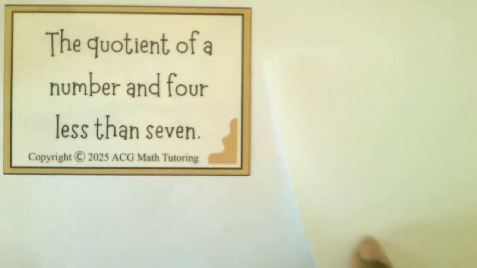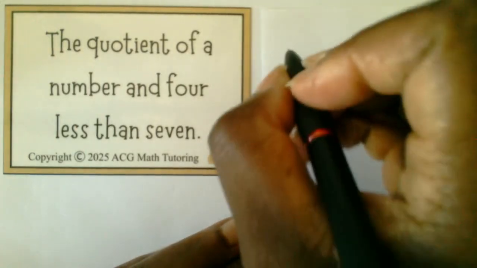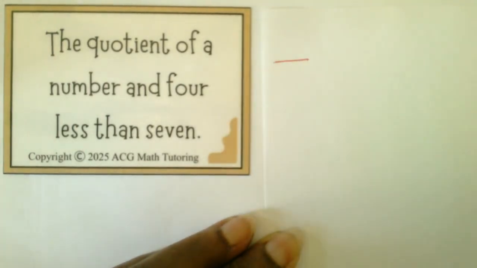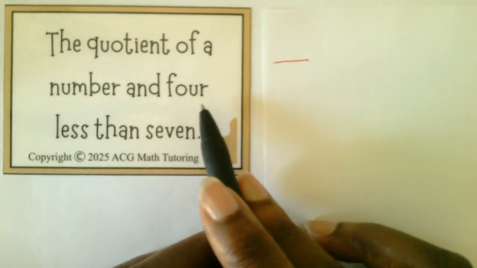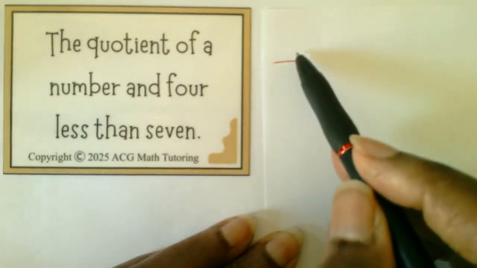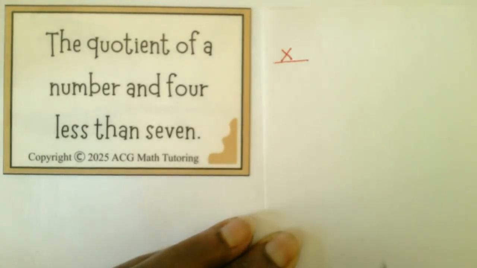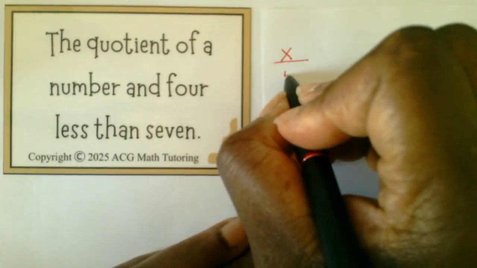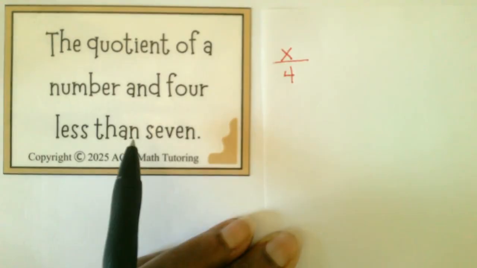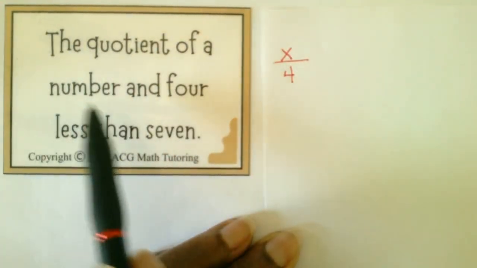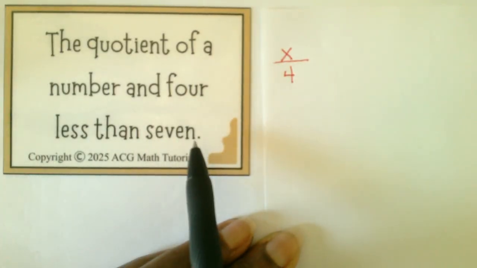So how would you write that? Let me put it over here. So the quotient of a number, we're going to divide, and we like to use the fraction bar. The first one is what goes in your numerator. So you guys were using x, we'll do that, and 4. Then it says less than. So that means the quotient of a number and 4 is less than 7.